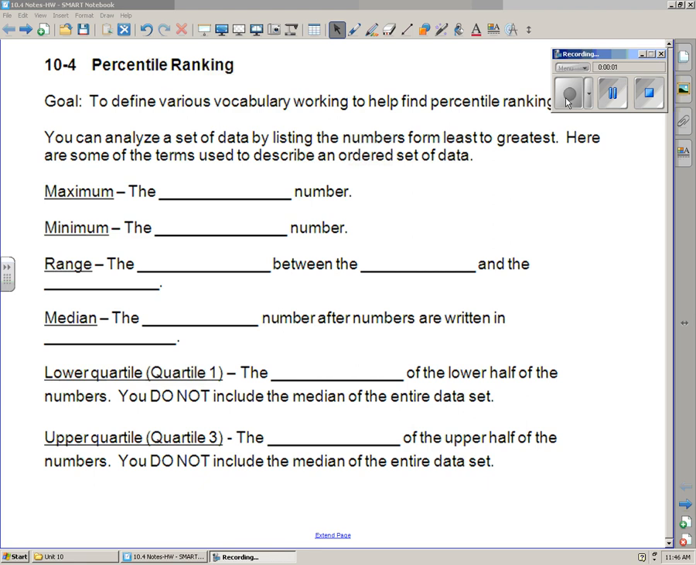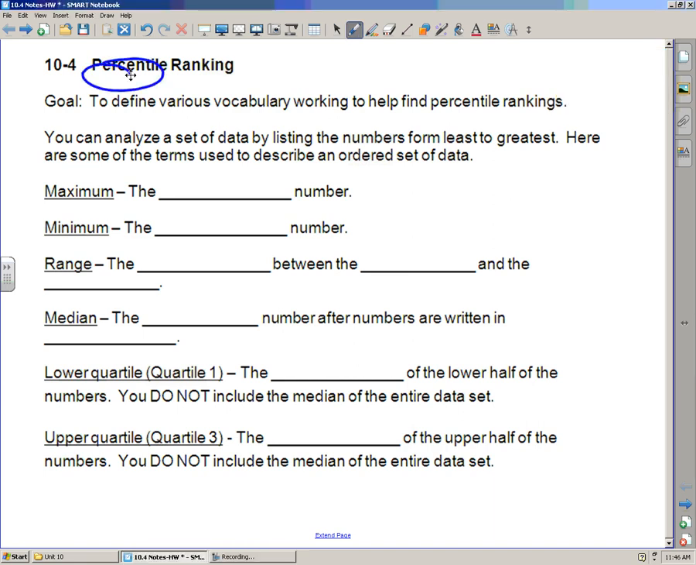All right, so for today's lesson, we're going to talk about percentile ranking. And percentile ranking is really kind of what it says. It's really all about percent. What's interesting, though, is that percentile ranking is kind of wishy-washy in the way that you do it. Sometimes you do it one way, sometimes you do it another. So when we get to that part, I'll explain it to you.